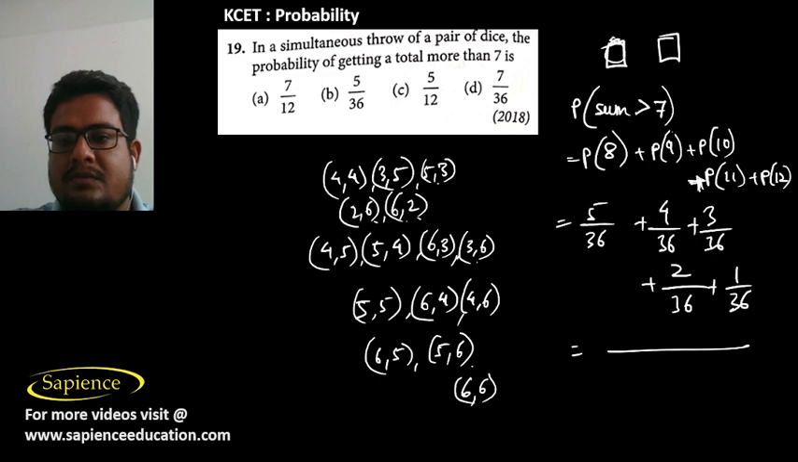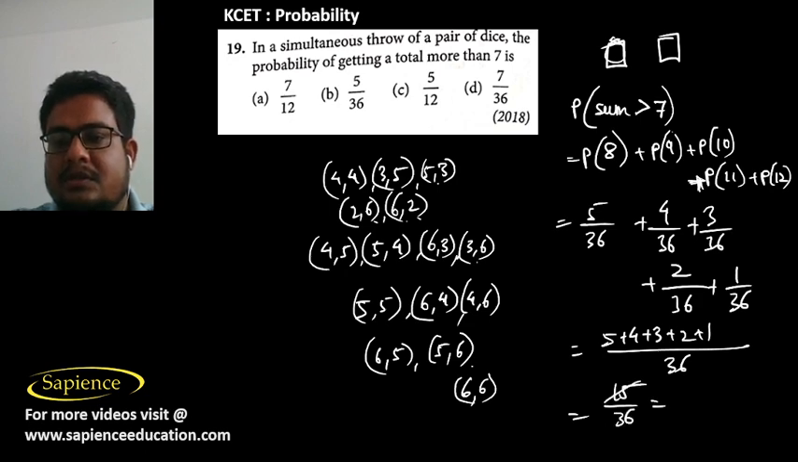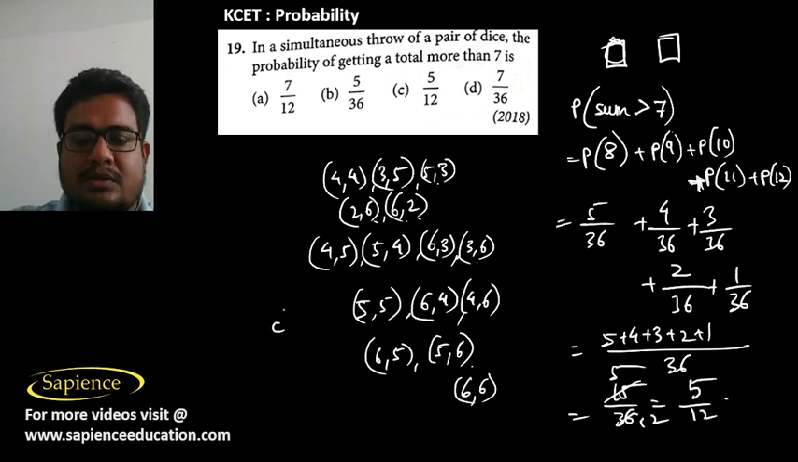So the sum will be (5 + 4 + 3 + 2 + 1)/36. So this will be 9 + 3 = 12 + 3 = 15. So 15/36, and if we simplify it, it is 5/12. So option C is the correct answer.